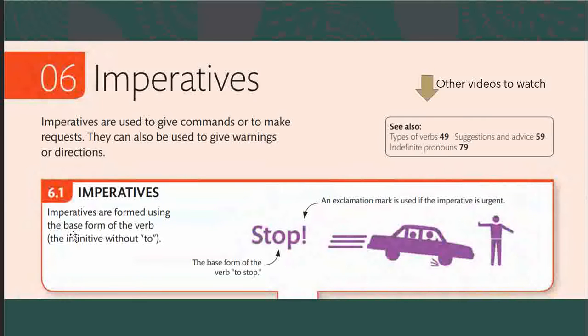Imperatives are formed using the base form of the verb. For example, the way the verbs occur in the dictionary is called the base form of the verb. It is the infinitive without to, that means to is not used. For example, the base form of the verb to stop: to stop is the infinitive. If you drop the word to, only the word stop is left. This is a sentence which is complete in itself. Stop is an order. With the exclamation mark that you can see, it is a complete sentence.